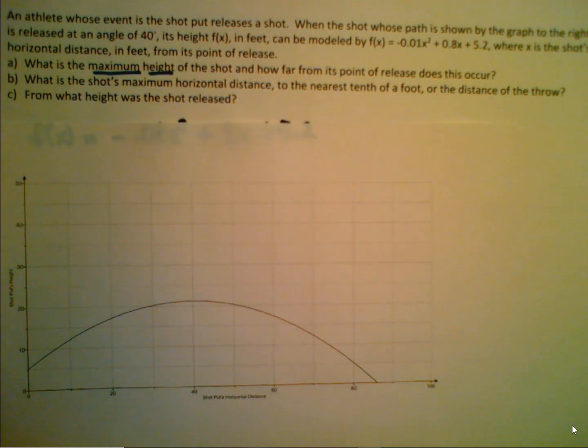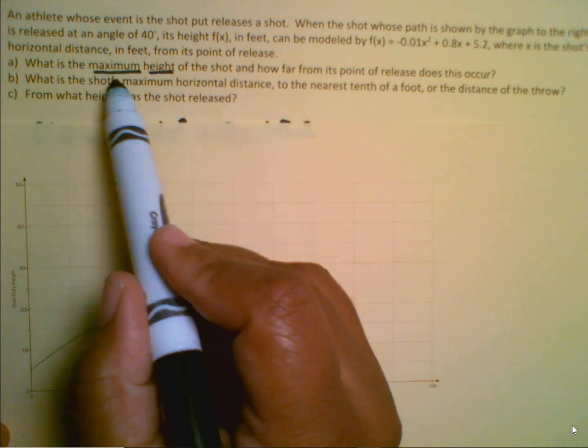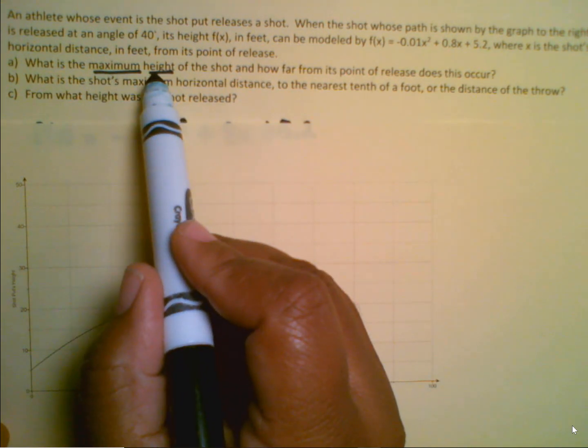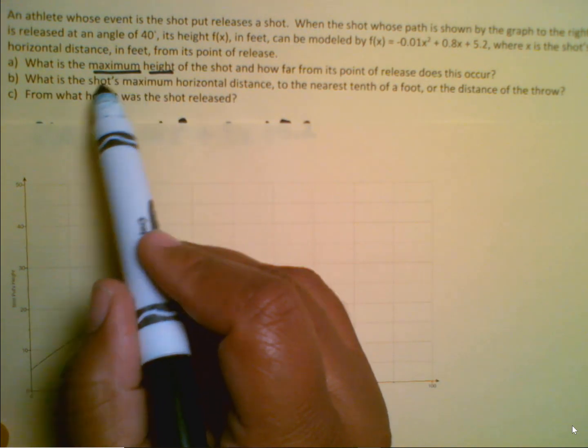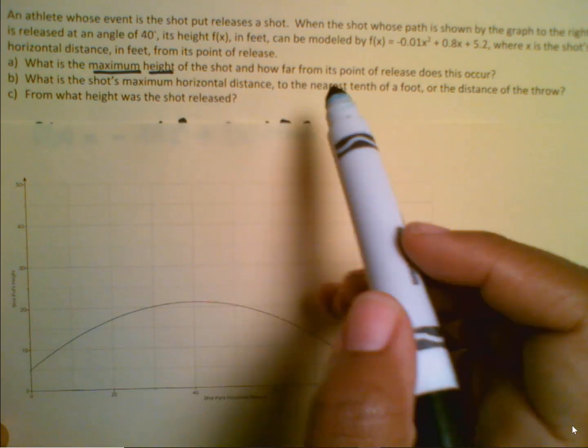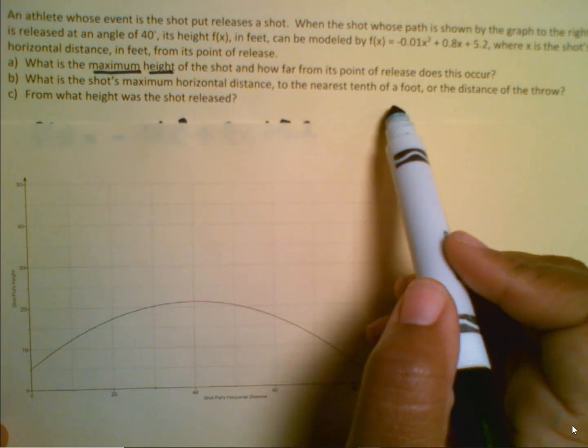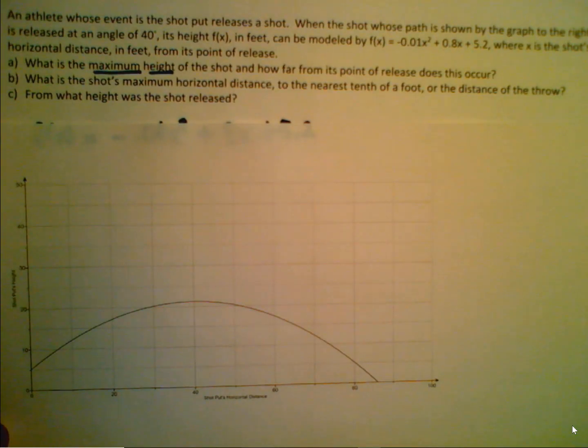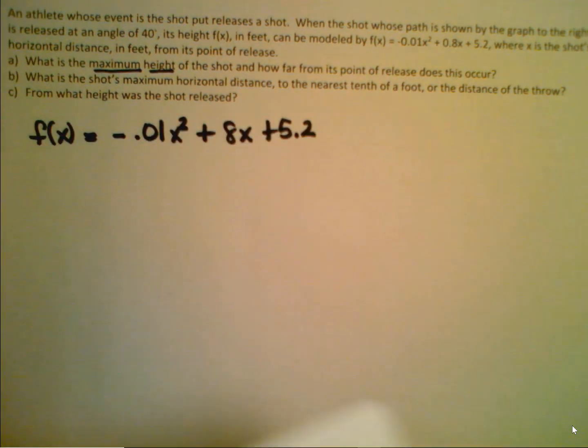So part A, it says, what is the maximum height of the shot and how far from its point of release does it occur? So we definitely want to answer that, and I underlined the maximum height because that's what we want to find. That's the first part of A. B, what is the shot's maximum horizontal distance to the nearest tenth of a foot, or the distance of the throw? And part C, from what height was the shot released?